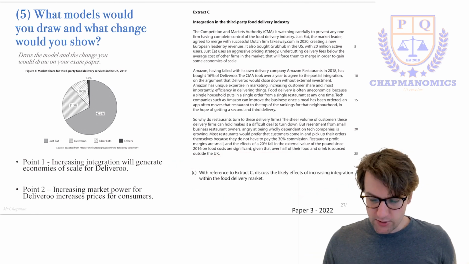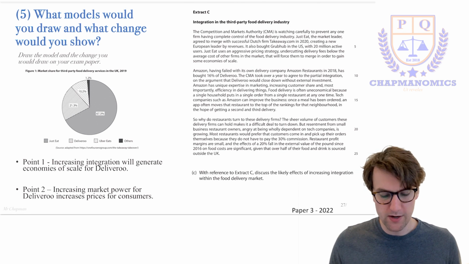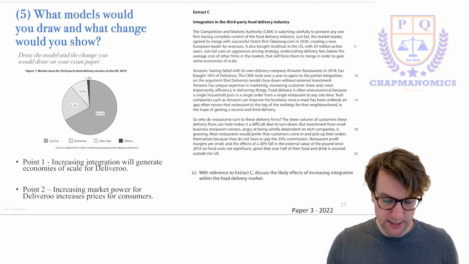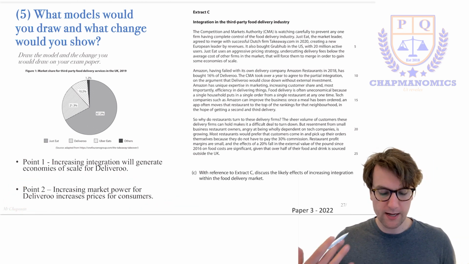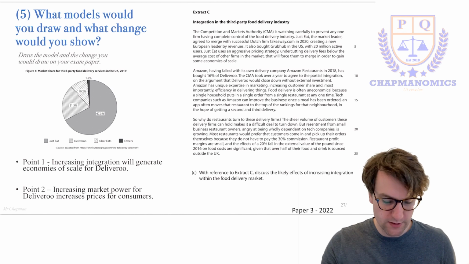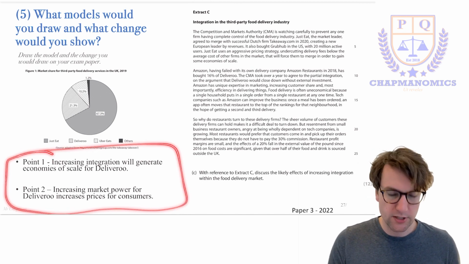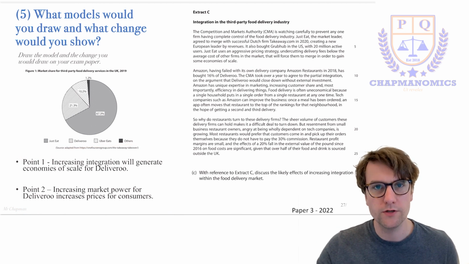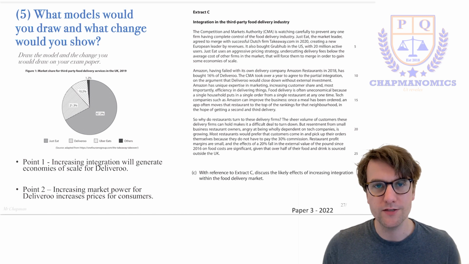With reference to extract C, discuss the likely effects of increasing integration within the food delivery market. Here are your two points. Point 1, increasing integration will generate economies of scale for Deliveroo. Point 2, increasing market power for Deliveroo increases prices for consumers. There are your two points, and it's up to you to see if you can draw the two models. Pause the video now and see if you can work out what those models will be.